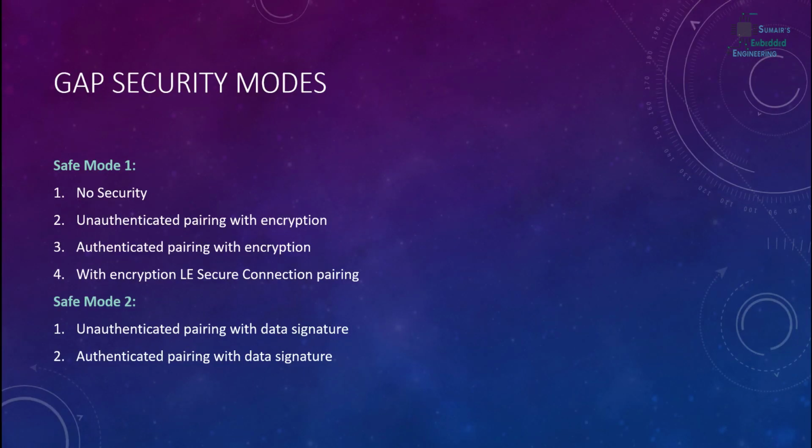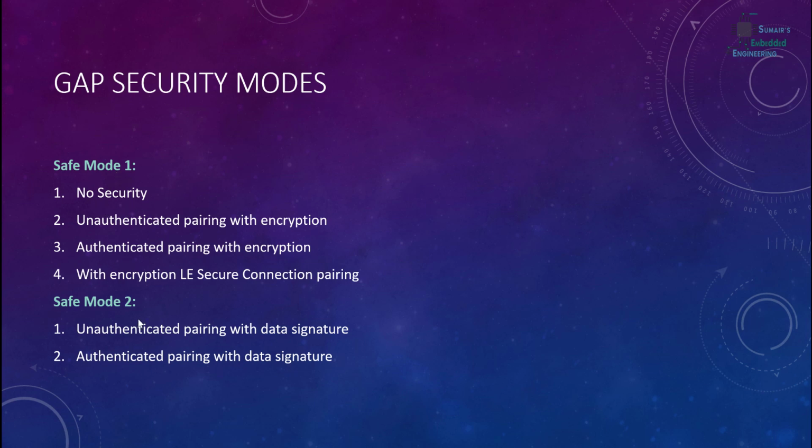So in GAP we also define the security for our services. For example, our service has some data for heart rate or other stuff. If we want our heart rate data to be encrypted, or we want our data to be secured, then we will put our device in some security modes. So here are some of the security modes.